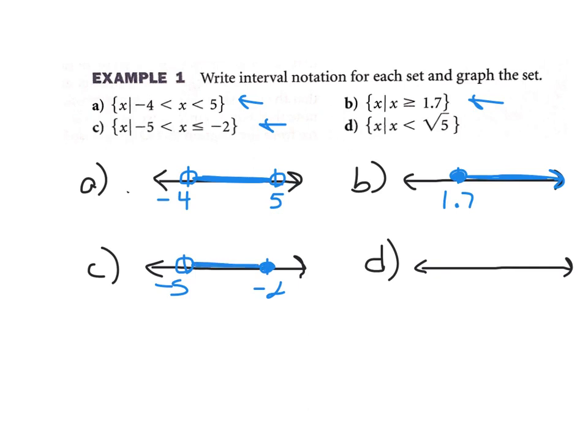And then part D says X is less than square root of 5. So I'm going to put the square root of 5 on my number line, wherever you want. There's no equals, so it is open. And it says less than square root of 5, so it goes this way.